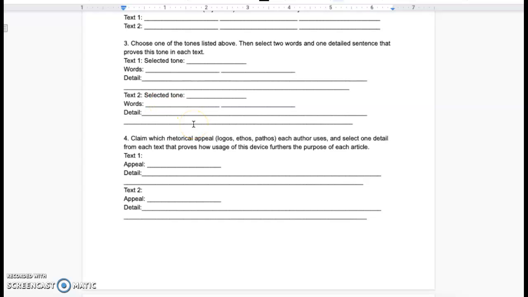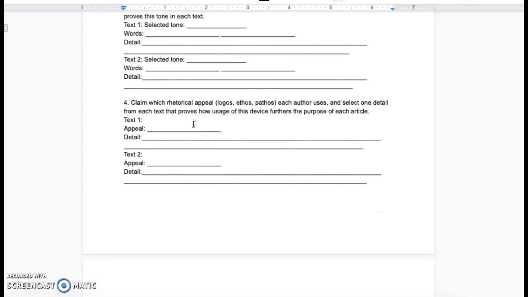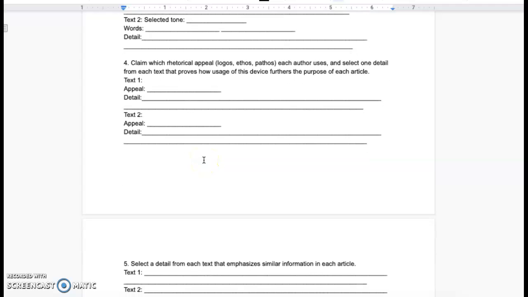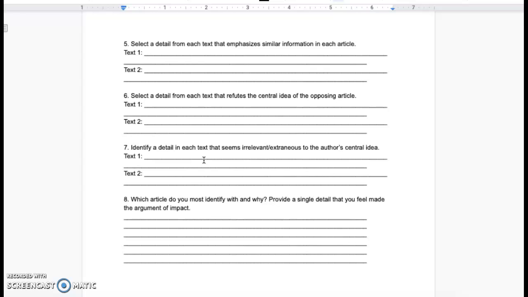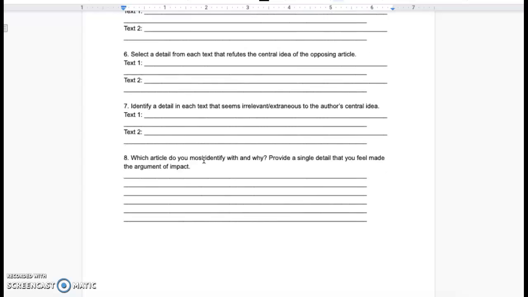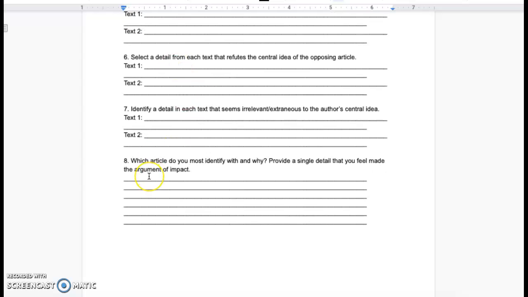So that's why there's paragraph response for each one, because you should be dealing with each text in every answer. So you're looking at like half a paragraph for each text. All right, so like 2 sentences for each of these, and then it accumulates into at least 4. Claim which rhetorical appeal, logos, ethos, pathos each author uses, and select one detail from each text. And you're explaining that, and then select a detail from each text that emphasizes similar information in each article. So where's the common ground and such, and you go all the way down to number 8.